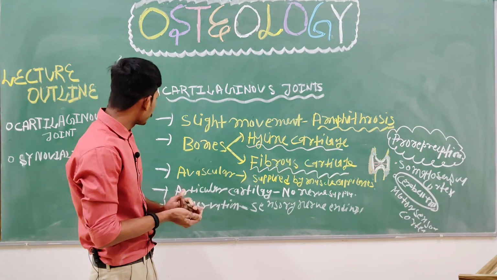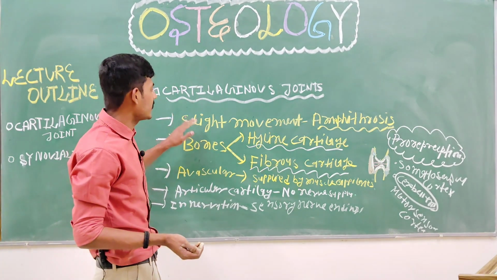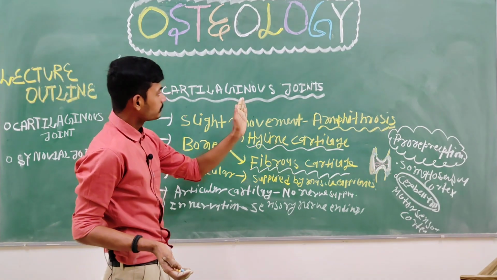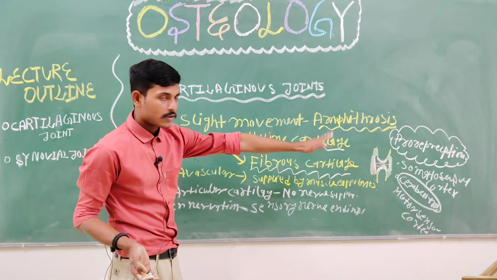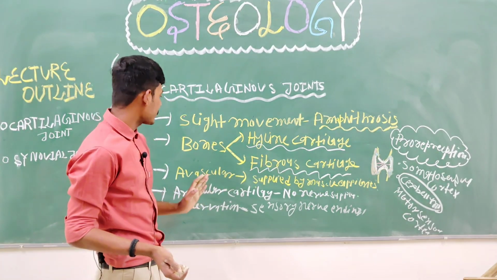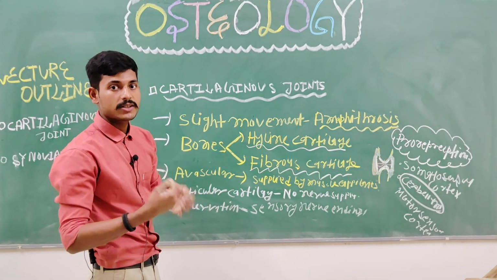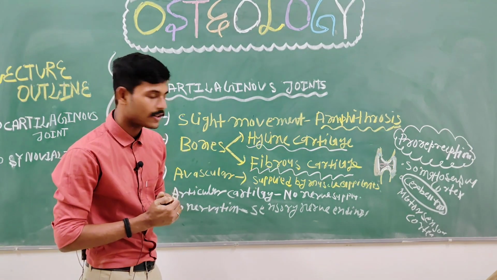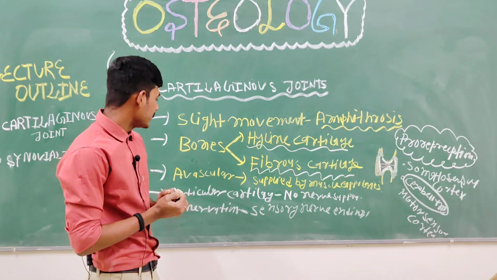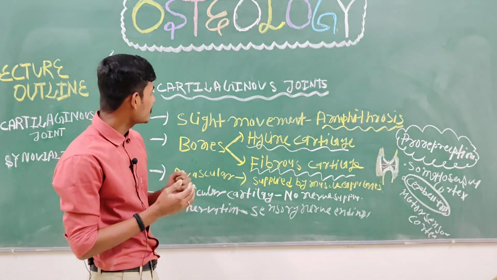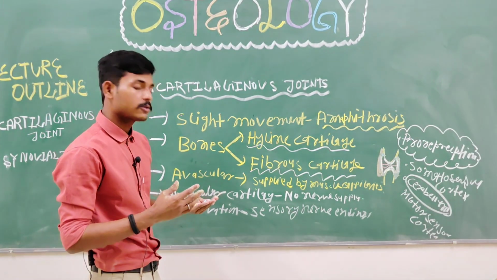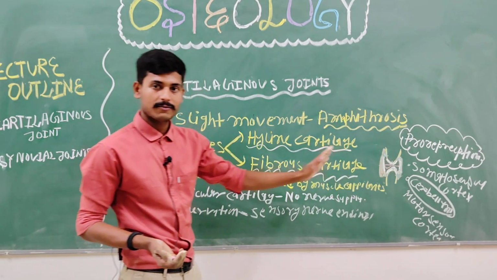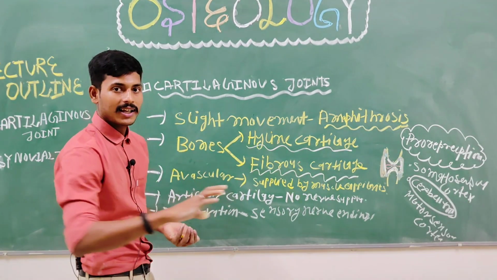Let me summarize it once again. We are discussing the cartilaginous joint, and we've seen that cartilaginous joints are slightly movable, and correlate with amphiarthrosis, which is a functional classification of joint. Next, one bone is attached to another bone by two types of cartilage. Either it is joined by hyaline cartilage, or by fibrous cartilage. Then about their blood supply, generally cartilage is avascular, but for surviving it needs blood supply. That blood supply comes from the muscle capillaries.